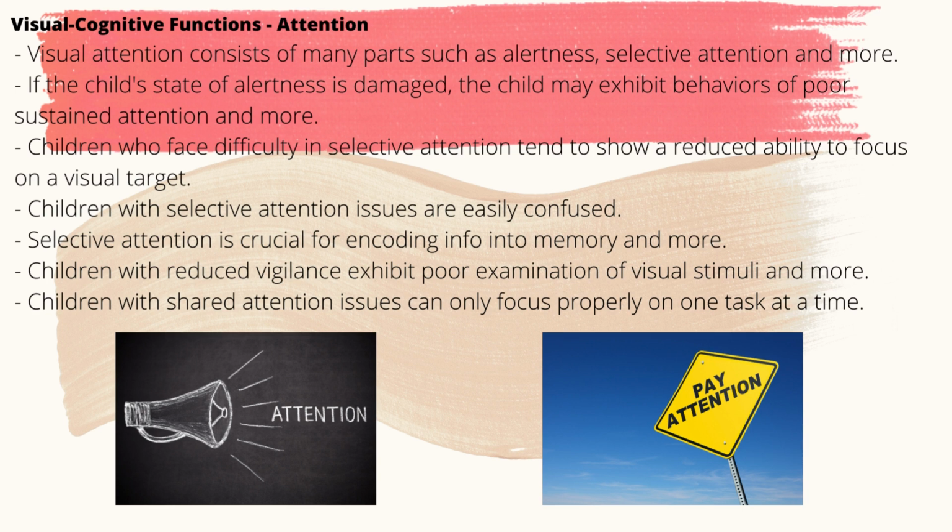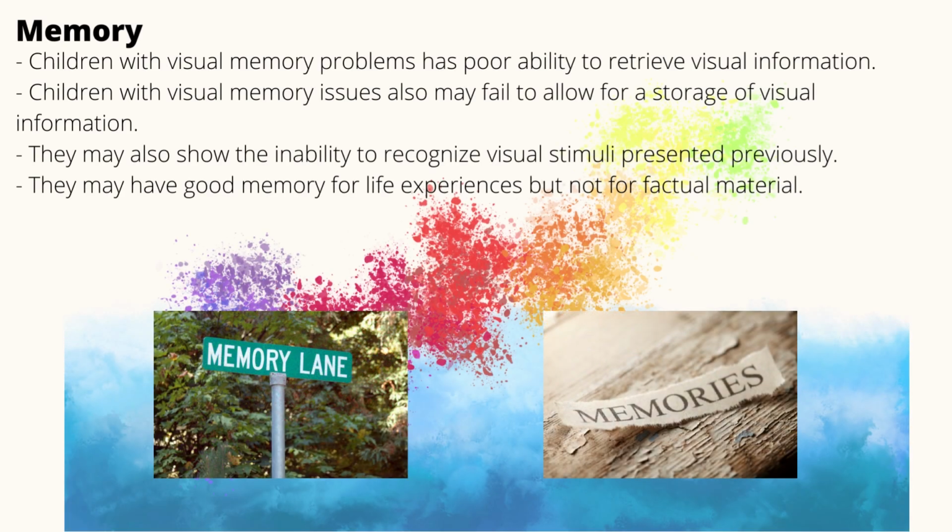Children who struggle with selective attention tend to show a reduced ability to focus on a visual target, and the child may also have difficulty screening out irrelevant information and may focus on irrelevant stimuli. Children with selective attention issues are easily confused, and selective attention is very important for encoding information into memory. Children who have reduced vigilance will show poor examination of visual stimuli. Children with problems with shared attention can only focus properly on one task and cannot multitask.